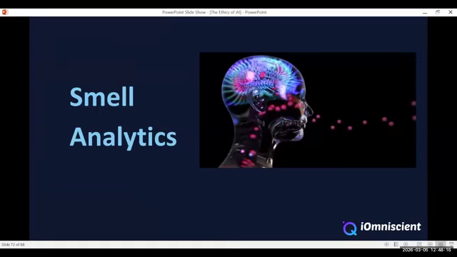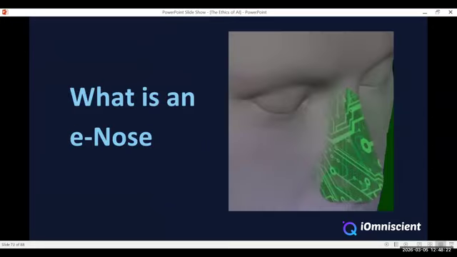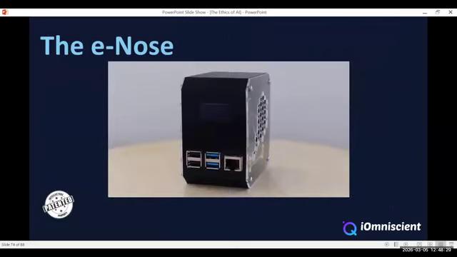And then we also do smell. Now, how do you do smell? For video, you have cameras. For sound, you have microphones. For smell, what you require is an electronic nose, an e-nose. It actually doesn't look like that. It looks like this. So as the air goes through it, it'll tell you what's in the air.